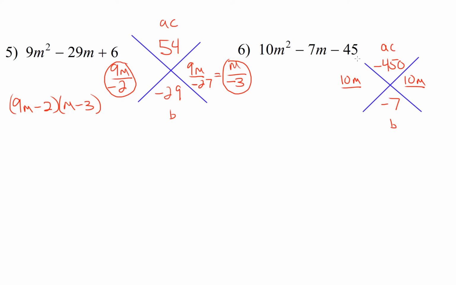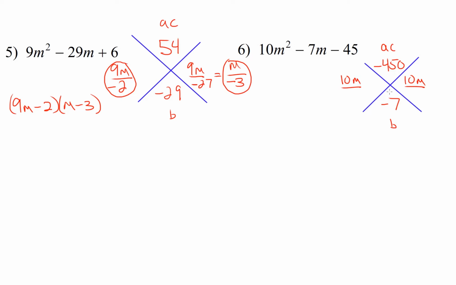So remember, if the third term is negative, that means we have a positive number and a negative number. So we're looking for two numbers that multiply together to make negative 450. And when we add them together, we end up with negative 7. Remember that adding a positive and a negative number is like subtraction. So two numbers that multiply to make 450 that have a difference of 7. Now those numbers are going to be 25 and 18. 25 times 18 is 450, and 25 minus 18 is 7.